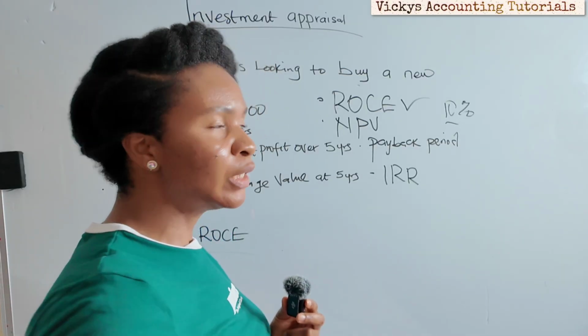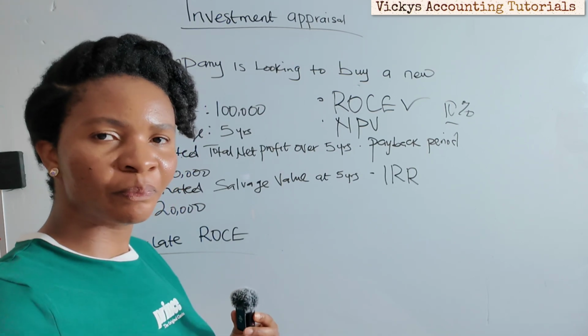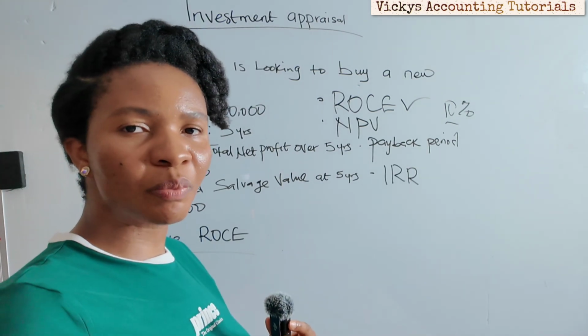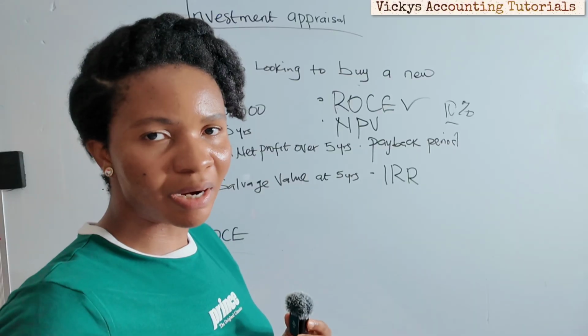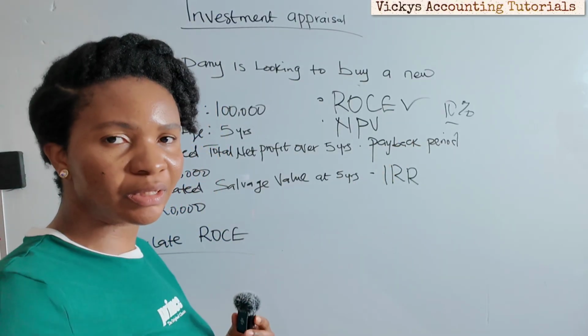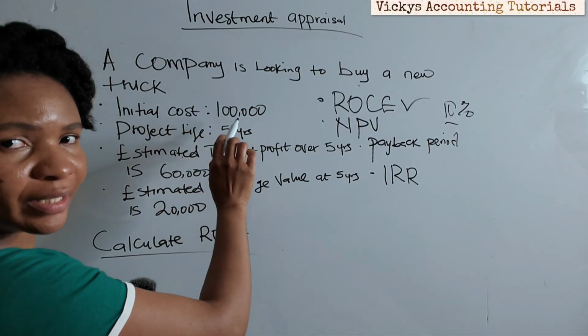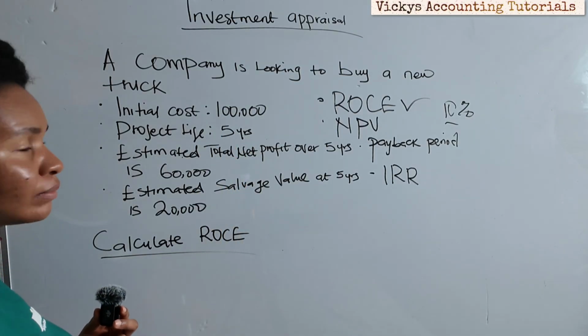So it's a good investment. So these are the kind of activities that companies undergo in order to make decisions about investments, right? And that is what we're going to be treating today. It says that the initial cost is 100,000, okay?